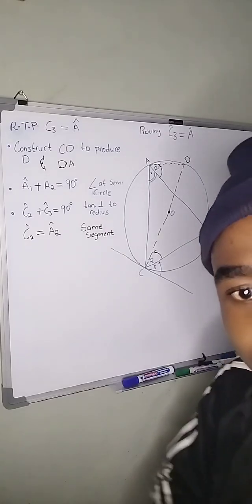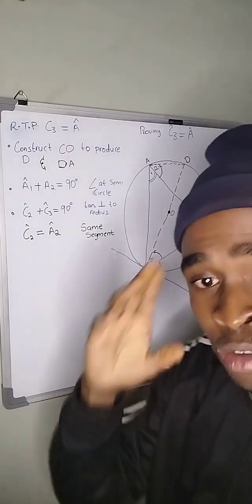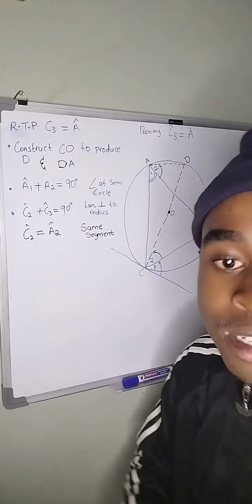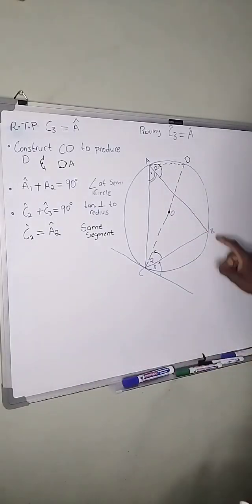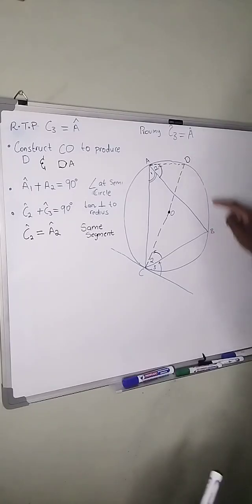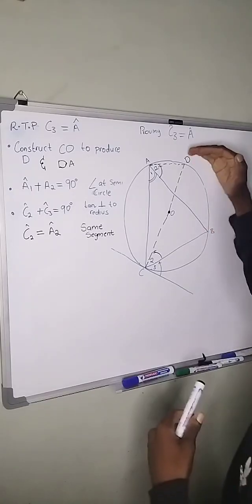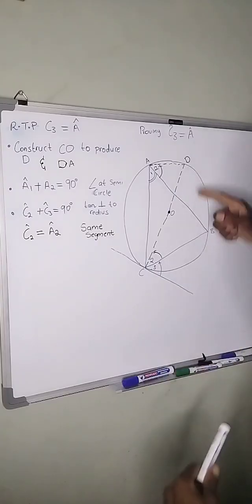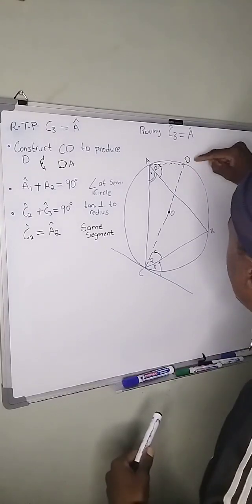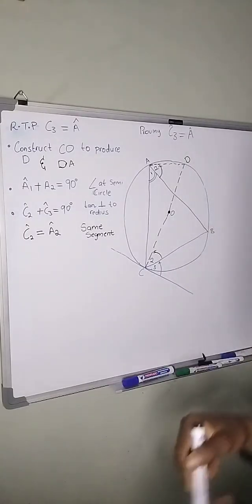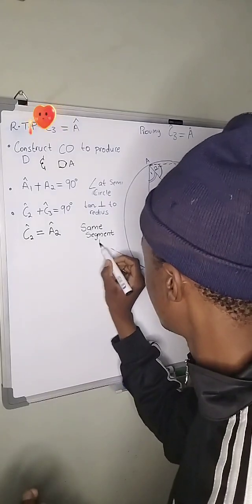Thank you, my friend, for your participating. That's correct. Arc DB. When we talk about the arc, you see, this is an arc. The segment is going to be the line. Same segment, same arc, arc DB. I like it when people specify same segment DB.